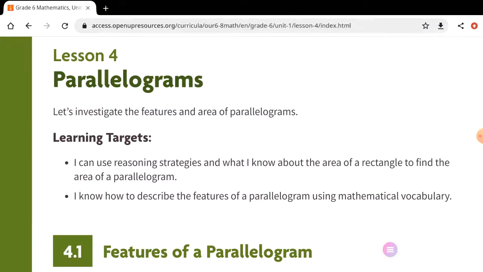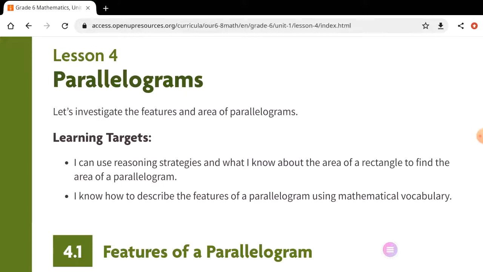Lesson 4. Remember, mine doesn't have page numbers, so how do you find lesson 4? Yep, but look in the top right corner. Teach him how to get there, because will Dane always be there to tell him the page number? No. Look in the top right corner. It tells you what lesson it is, okay? So lesson 4 is on parallelograms.